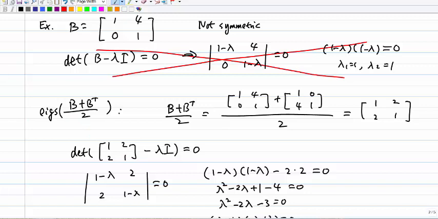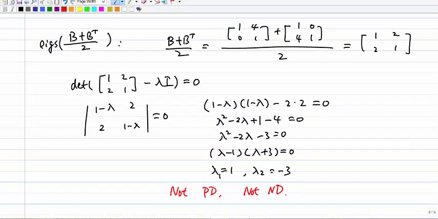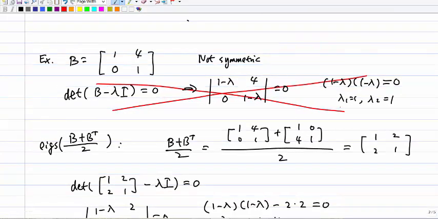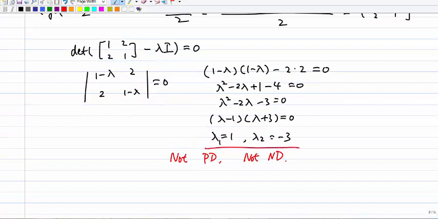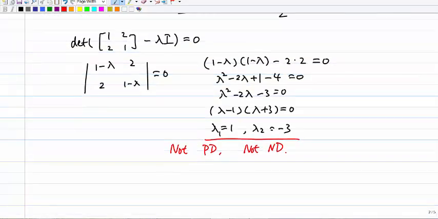I won't go into detail about the computation, but it ends up having two eigenvalues, which are 1 and -3. So it's not positive definite and not negative definite. This shows that computing the eigenvalues of B directly is not correct, because the symmetrical portion shows the eigenvalues have both positive and negative values. So this is not positive definite and not negative definite.